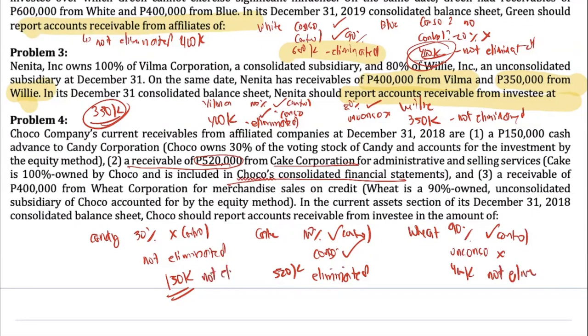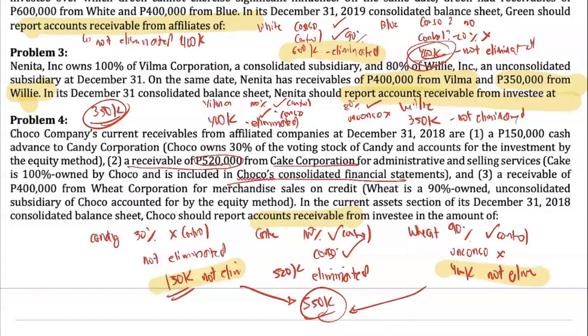So, dalawa yung not eliminated natin sa problem 4, si Candy at saka si Wheat. Ang tanong, what should be reported as accounts receivable? So, yung not eliminated yan. 150 plus 400. 550,000 pesos. Okay, problem 4, 550,000 pesos.